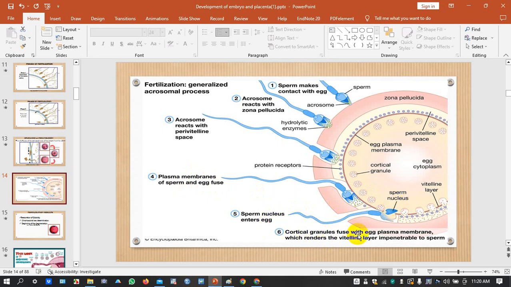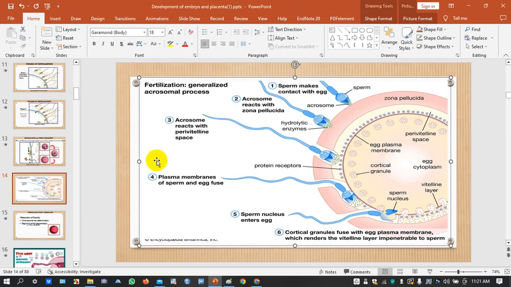Then cortical granules fuse with the egg plasma membrane, which renders the zona pellucida impenetrable to sperm. So after the cortical reaction, when the sperm enters, the head of the sperm or the nucleus enters the cytoplasm of the egg to prevent other sperms from entering, because it has entered. So that's the champion. All the other sperms, you have lost the competition. So go home. This is the champion. You will be able to fertilize the egg.